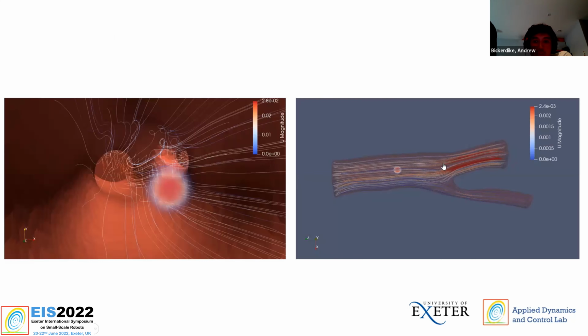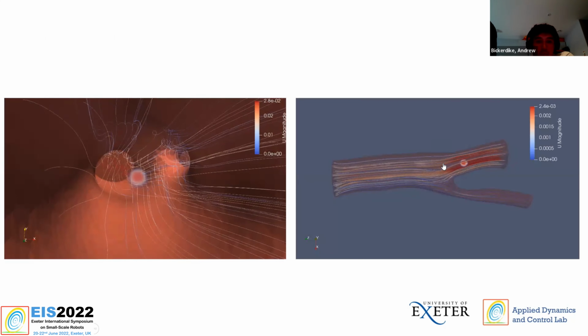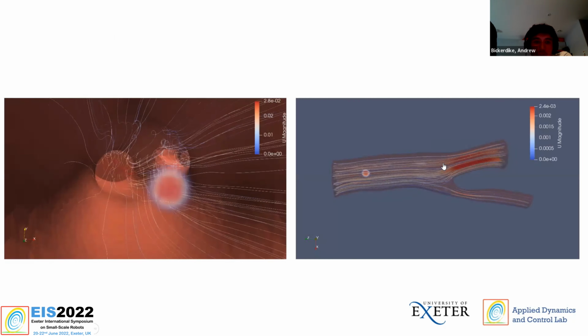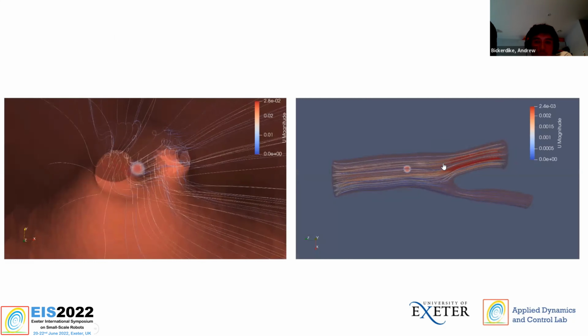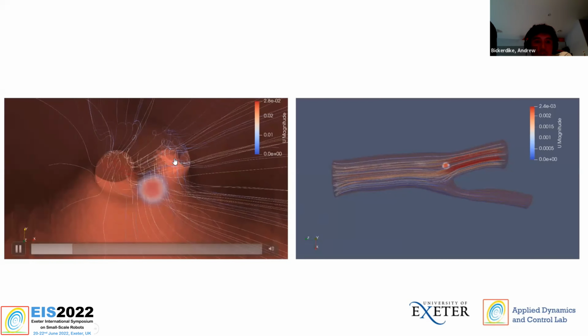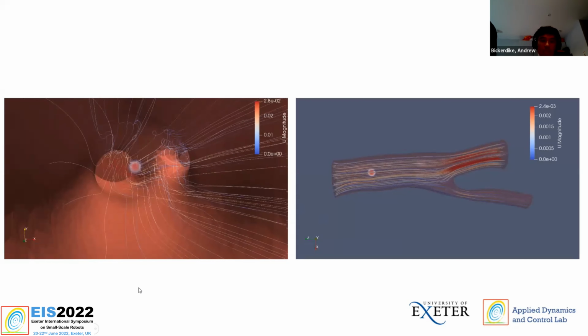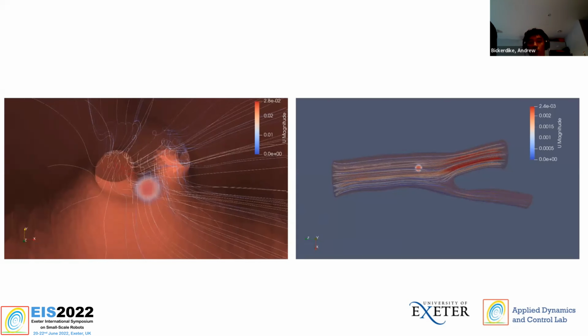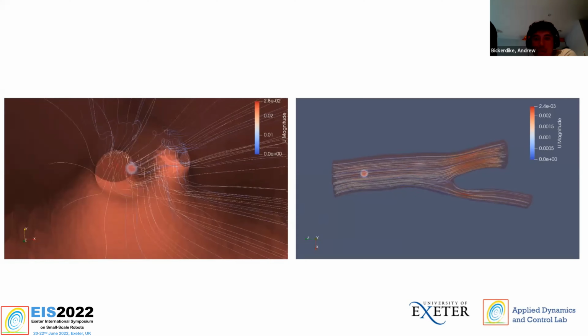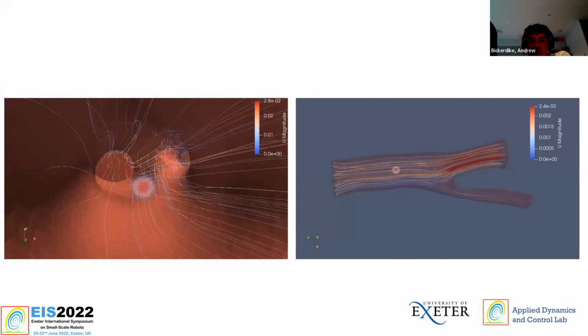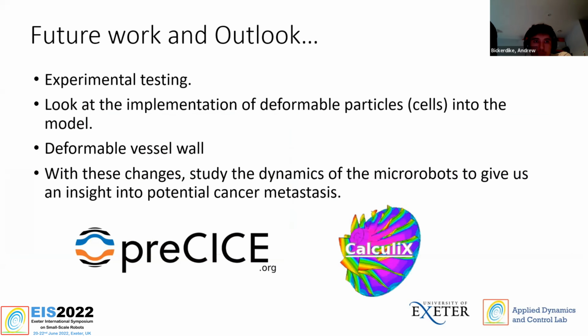So this is exactly what we've done here. Just two videos showing similar simulations of the spherical microrobot being passively transported through a bifurcated blood vessel, taken from patient-specific CT scan data to build up this geometry. On the left is a view from inside the blood vessel, and on the right is a view from outside the blood vessel. And you can see how this could be quite a useful tool for maybe trajectory planning or path planning.